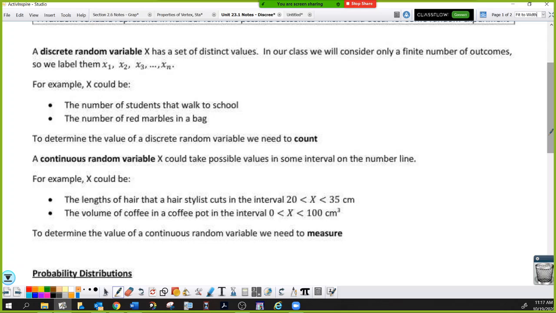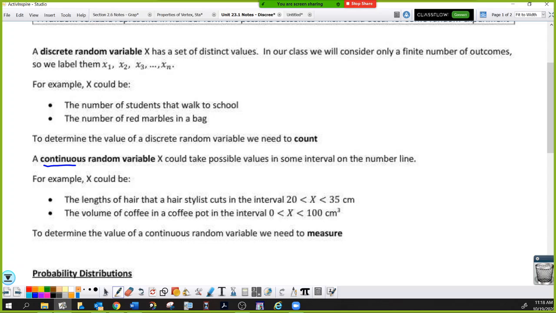To determine the value of a discrete random variable, we need to actually count those things. I think it's called a counting principle, maybe. A continuous random variable, capital X, could take possible values in some interval on the number line. For example, X could be basically anything with a decimal: lengths of hair, or volume of coffee. Measurements are usually continuous random variables.